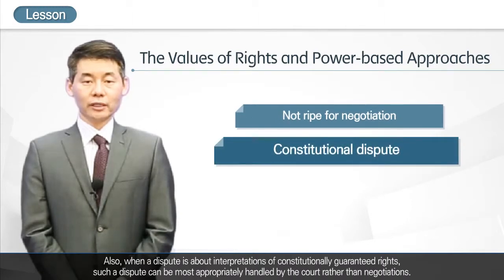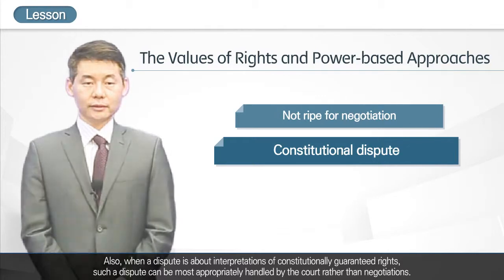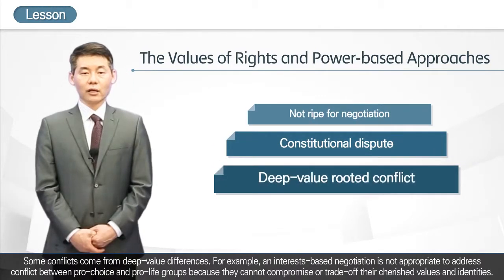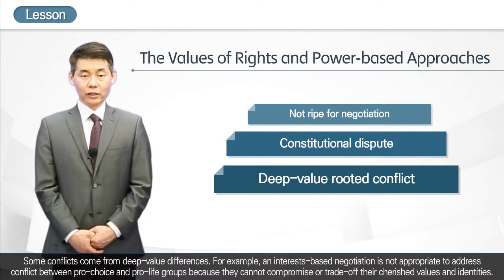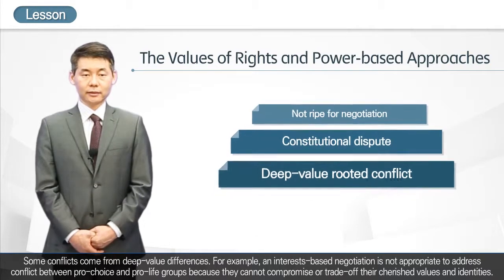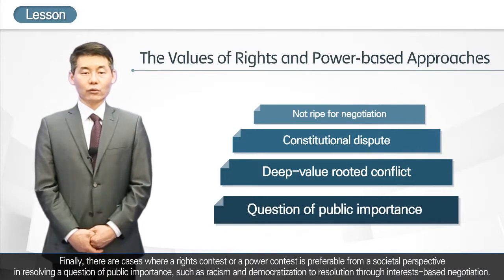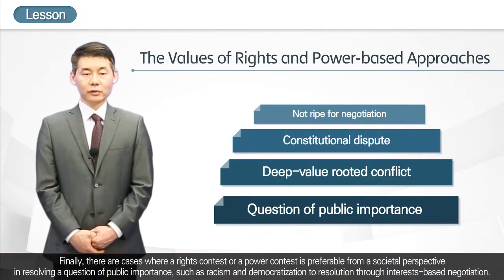Also, when a dispute is about interpretations of constitutionally guaranteed rights, such a dispute can be most appropriately handled by the court rather than negotiations. Some conflicts come from deep value differences. For example, interest-based negotiation is not appropriate to address conflict between pro-choice and pro-life groups because they cannot compromise or trade off their cherished values and identities. Finally, there are cases where a right contest or a power contest is preferable from a social perspective in resolving a question of public importance, such as racism and democratization, to resolution through interest-based negotiation.